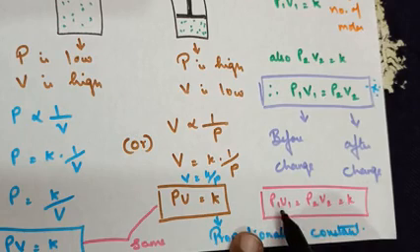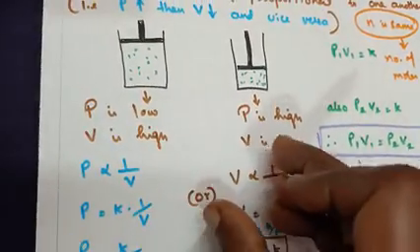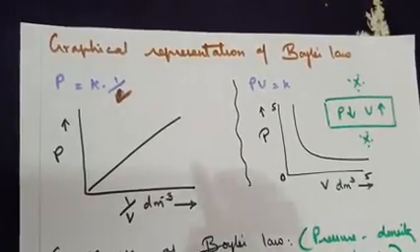So how can we write it? P1 V1 is equal to P2 V2 is equal to K here. Now this is in terms of explanation. Now in terms of graph, if we represent, this is simple.